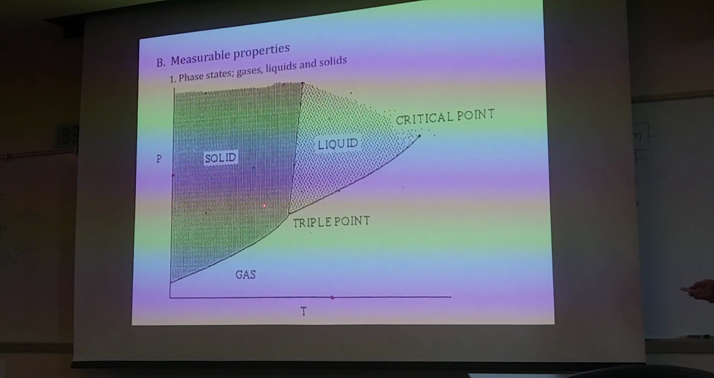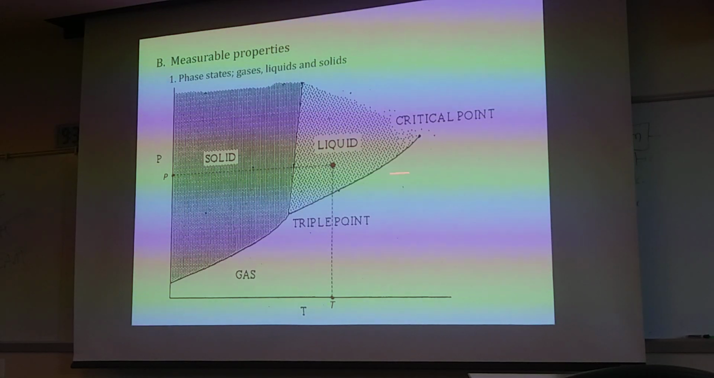So if I pick a pressure and a temperature, here's a pressure and a temperature, that should uniquely define the state that I want to describe, and that turns out to be a liquid in this case. If I pick another set of pressure and temperature values, I'm going to get something else. For example, I might end up in the solid phase state, or of course I might end up in the gas phase state, indicated here.